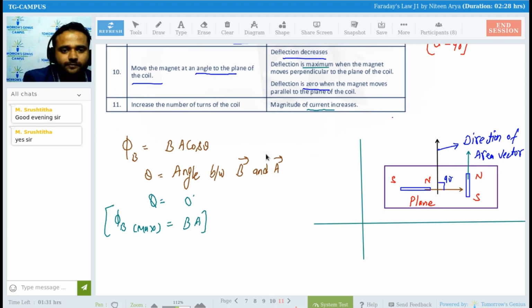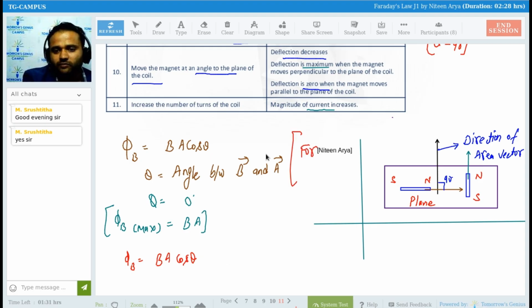Okay, for this you can understand that phi_B is B dA cos theta. This is for perpendicular motion. That is how I write perpendicular motion in physics.